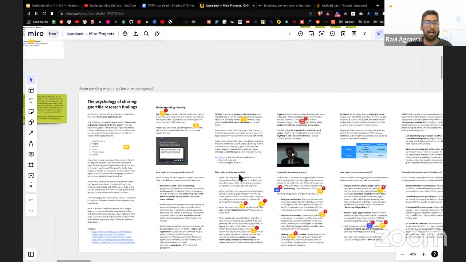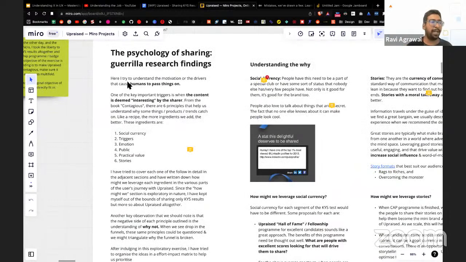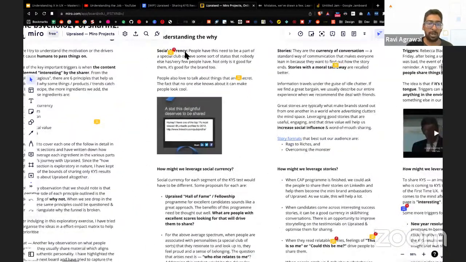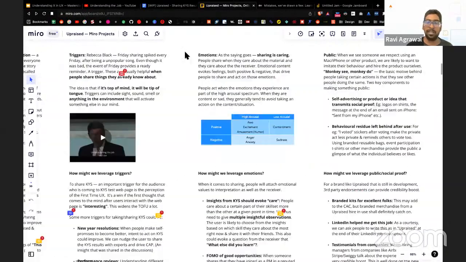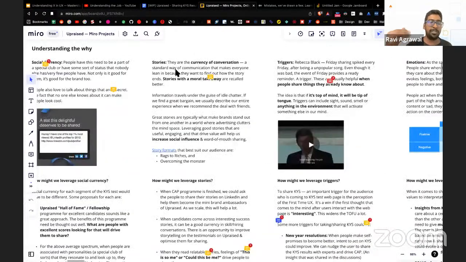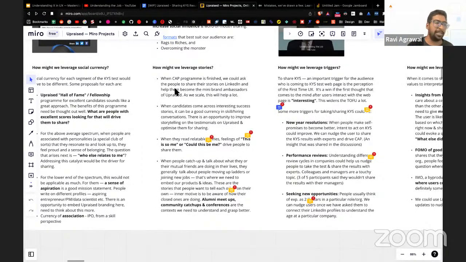Now, at this point, we went on a little different path to understand why people share things in the first place. What makes them share? There is a book called Contagious, and it covers the principles that make things, products, or trends catchy. So I started studying each one of these: social currency, stories, triggers, emotions, public and practical value. In each one of these, I tried to understand how we can leverage stories, as an example. And these are some of the ideas that I've written down.